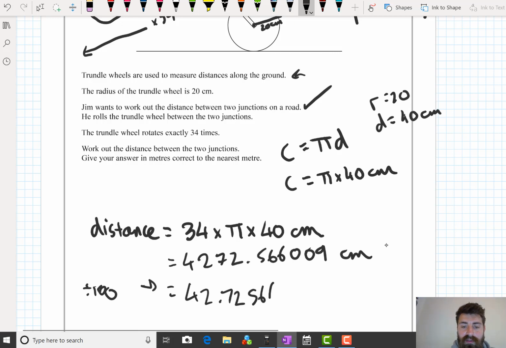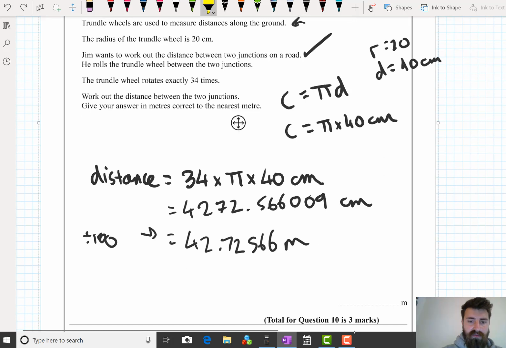42.72566 meters. Oh, what am I doing? Give your answer in meters, correct to the nearest meter. Well, the 7 there will round up the 2 in the 1s, which is going to be 43. 43 meters.